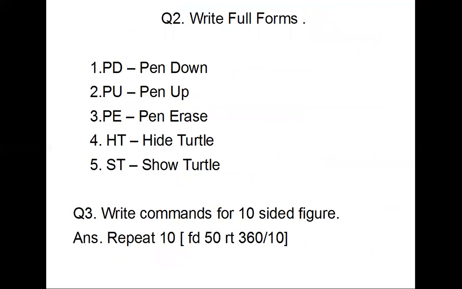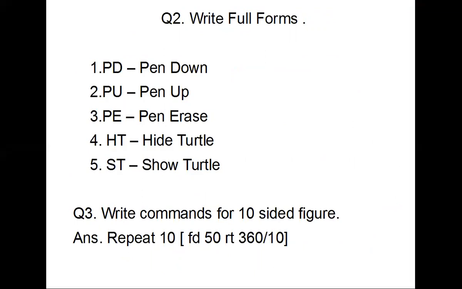Write full forms. Point number 1: PD, the full form is pen down. Next, point number 2: PU means pen up. And point number 3: PE means pen erase. PE full form is pen erase.